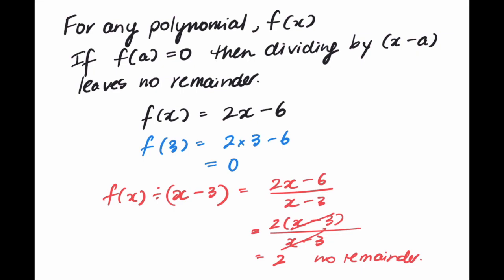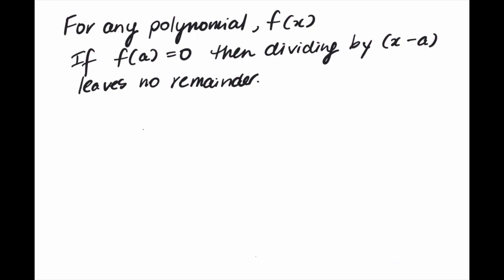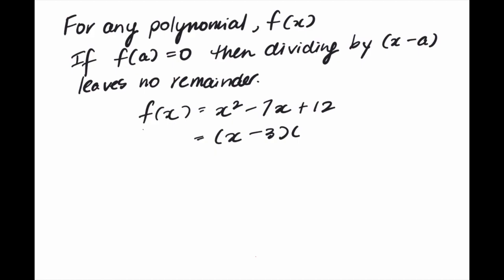In this next example, we'll increase the power of the polynomial by 1 and make it a quadratic expression. So we've got f at x equals x squared minus 7x plus 12. We'll now factorise this expression and write it as a product of two linear expressions. That's x minus 3 and x minus 4. So we also know that if we substitute 3 into this expression, we get 3 minus 3 in one bracket and 3 minus 4 in the other.